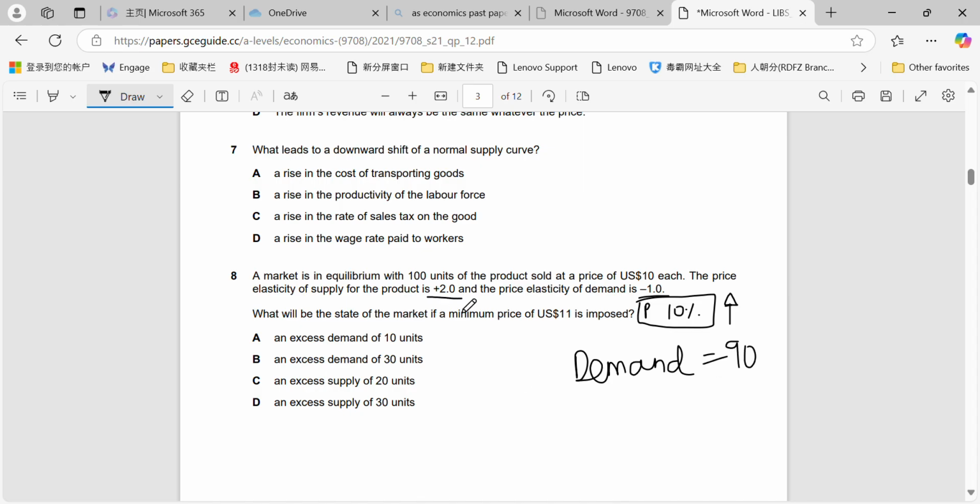Now for PES, it's a plus figure, which tells us it has a positive relationship with price. So if price goes up, the quantity supplied will also have to rise. It will rise by 20% because it's plus 0.20 or 2.0. So quantity supplied will go on top of the formula, and therefore it'll have to increase by double what price does. Therefore the new level of supply, which will move in the opposite direction, will be 120. And the state of the market, as we can see here, is supply is 30 more than demand. So we will have excess supply of 30 units.